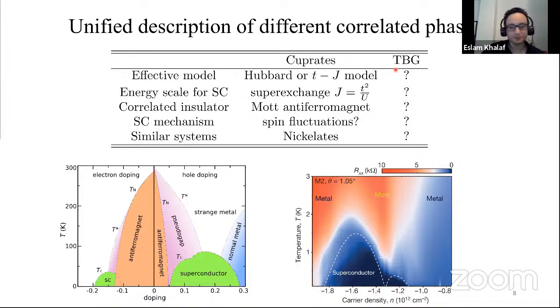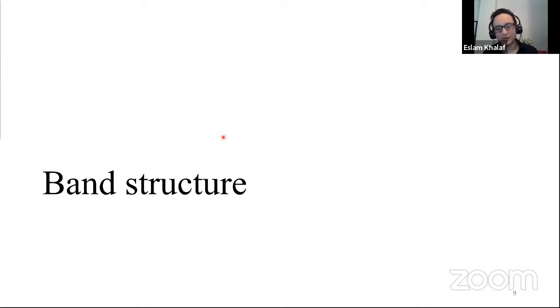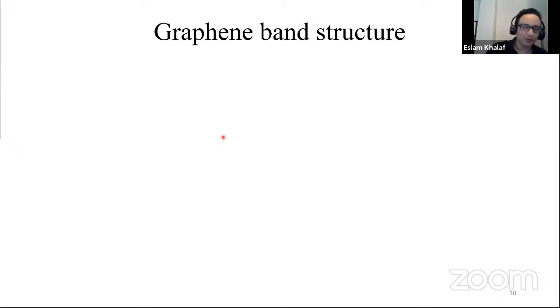To begin with, let me start by trying to understand the most basic thing about this system, which is its band structure. Somewhat surprisingly, this turns out to have some very interesting and subtle features that have very important implications for the interaction physics. Before introducing the band structure of twisted bilayer graphene, let me introduce the band structure of graphene itself. Graphene, as we all know, consists of a sheet of carbon atoms arranged in a honeycomb lattice.